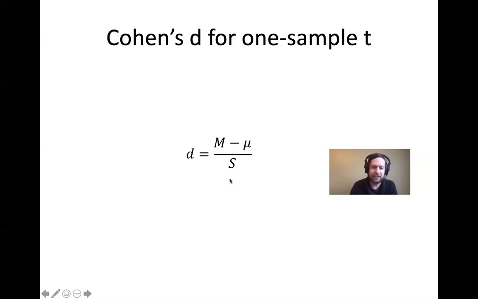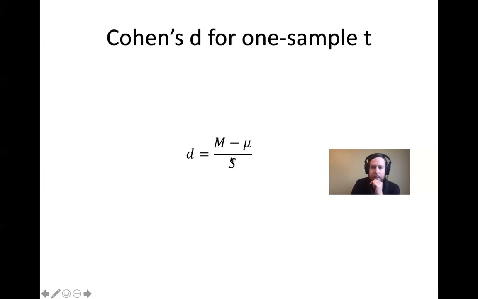In both situations, the numerator was M minus mu. However, the denominator has changed. This is S. This is the sample standard deviation. When we're calculating Cohen's d for the t statistic, we don't know the population standard deviation. That is, we don't know sigma. So we divide by S instead. That's the best we have. So that's the only difference compared to Cohen's d in chapter 8. In chapter 8, it was M minus mu divided by sigma. That was for z. In chapter 9, when we're calculating Cohen's d for the t statistic, it's M minus mu divided by the sample standard deviation, S.